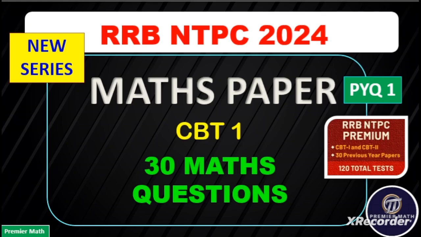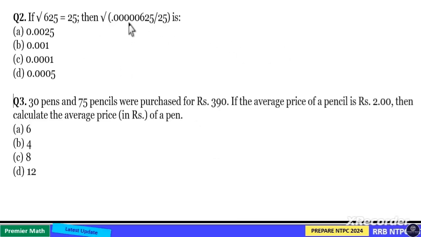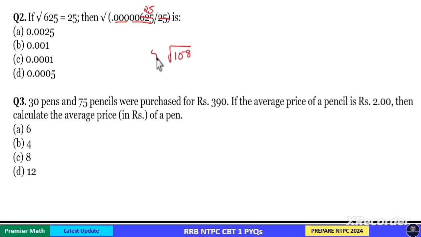Our first question is, find the value of the given product. Here if you look at the numerator, there are 8 decimal places. So write it as root of 10 raised to minus 8. And 25 goes 25 times in 625. So root 25 is equal to 5.